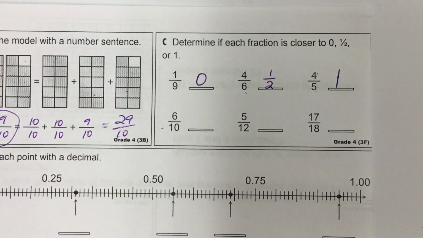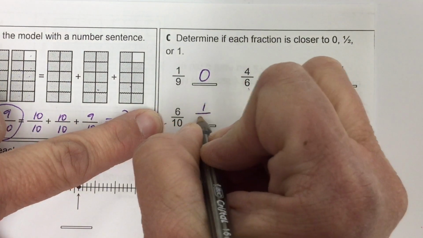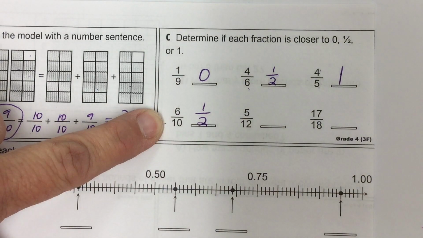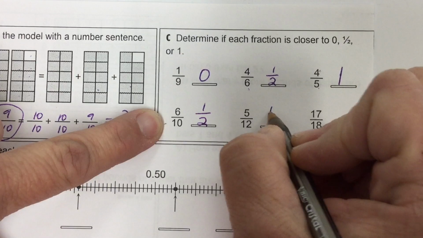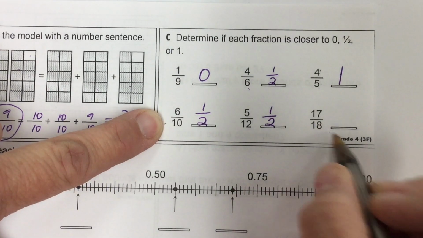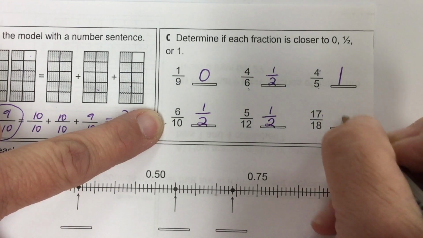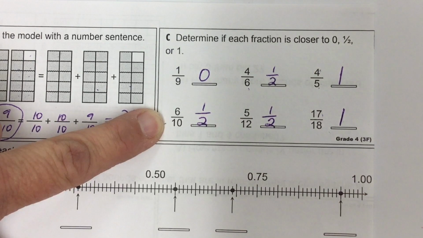6 tenths. Well, half of 10 is 5, so 6 tenths I would say is close to 1/2. 5 over 12. Half of 12 is 6, so I would say 5/12 is close to 1/2. 17 over 18. Well, 17 is very close to 18, so I would say 17/18 is closer to 1 whole.